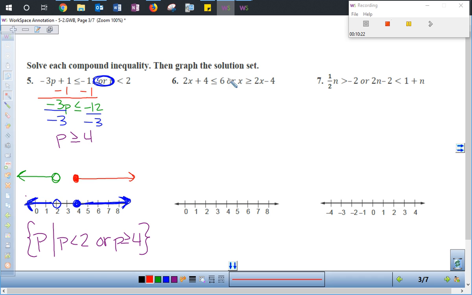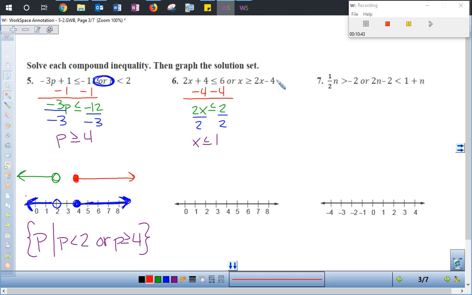On number 6, let's go ahead and take a second to solve those. So I have 2x plus 4 is less than or equal to 6, so I'm going to start by subtracting 4 from each side. And I have 2x is less than or equal to 2. Divide each side by 2, and x is less than or equal to 1.